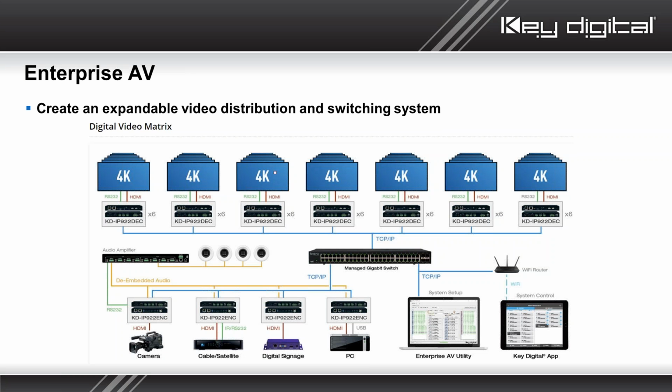For example, if we take a look at this video matrix system from our system design group, at the bottom of the screen we do have our video sources. We have a camera, we have a cable sat feed, we have a digital signage player, and a PC. 4 video sources. However, there's way more than 4 video displays. We have 6, 12, 18, 24, 30, 36, 42 displays possible.